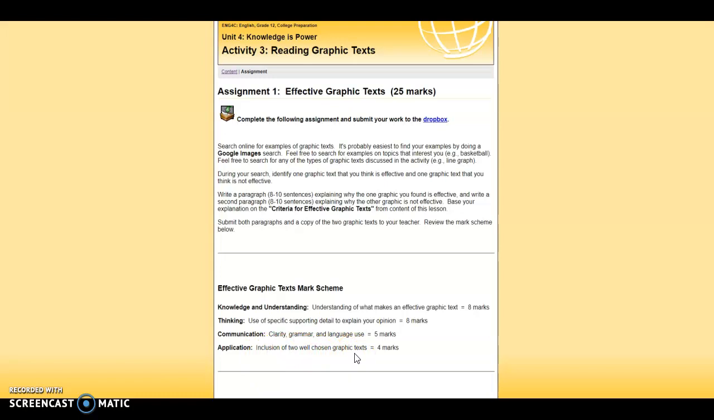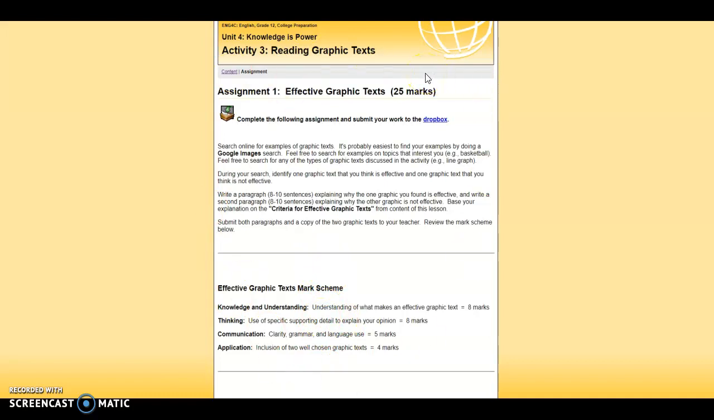So did the graphic text that you included as the effective graphic, was it a good choice? And was the graphic text that you included for the ineffective graphic, was it a good choice? Okay, so that's how you'll be graded. If you have any questions about this assignment, please let me know.